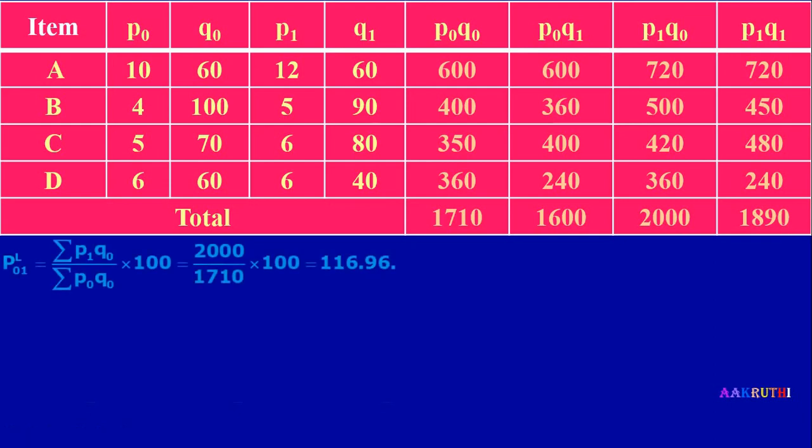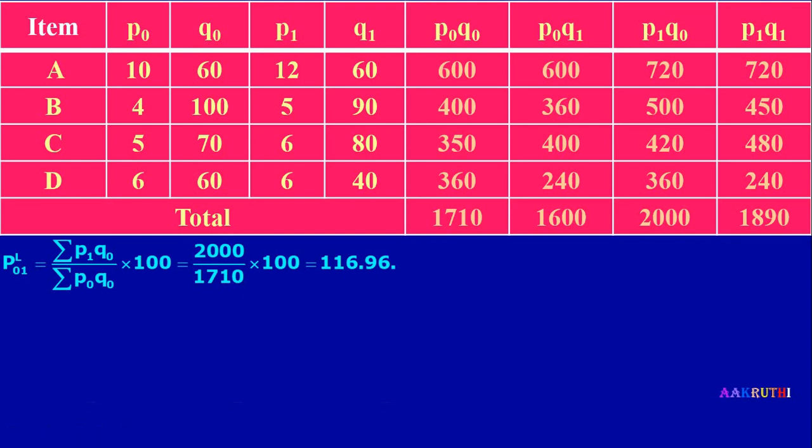First we calculate the Laspeyres price index number. The Laspeyres price index number is summation of P1Q0 divided by summation of P0Q0 into 100. So here we have to use only base year quantities. So it is 2000 divided by 1710 into 100. So the answer is 116.96. Therefore, the Laspeyres price index number is 116.96.